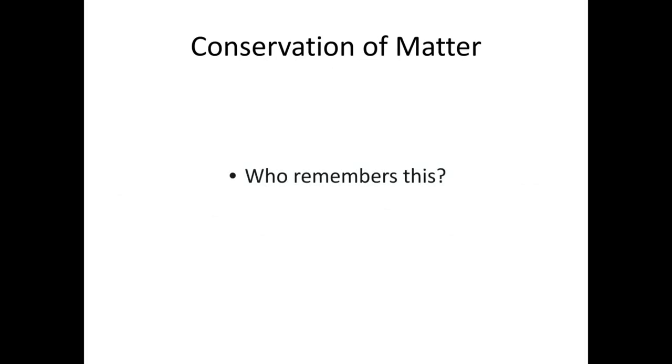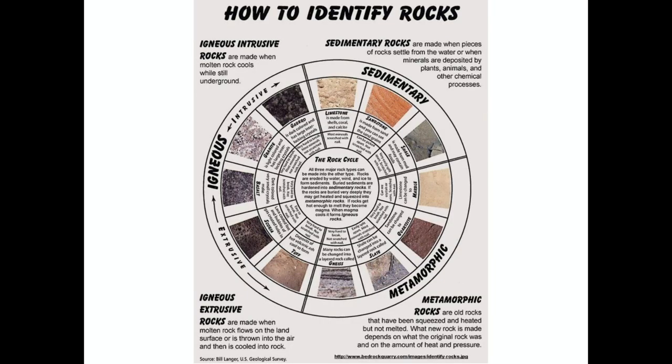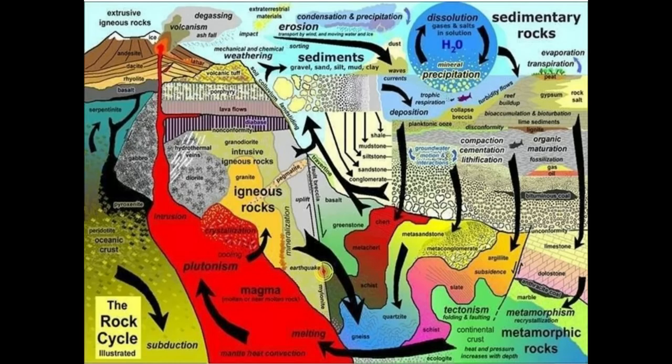If you think way, way back to the first quarter, conservation of matter was that in any kind of change, the total amount of matter remains the same. Matter is not created, matter is not destroyed. So as far as how that applies to the rock cycle, as any kind of rock becomes any kind of rock, the total amount of atoms and the types of atoms that they are always remains the same. They're just being rearranged or changing states or something like that, but the total amount and type of atoms remains the same. So we have conservation of matter in the rock cycle.